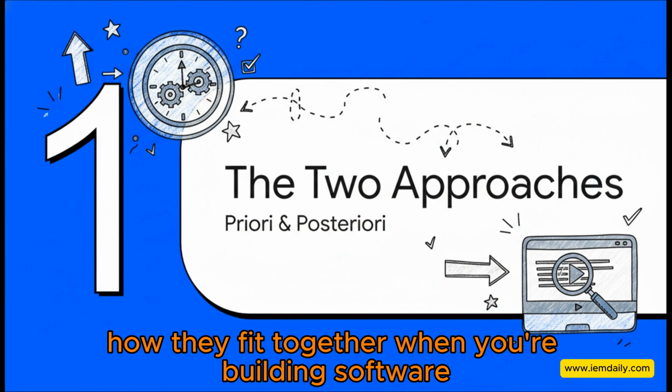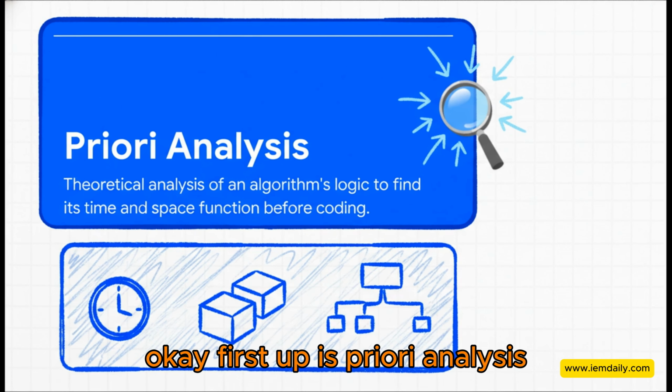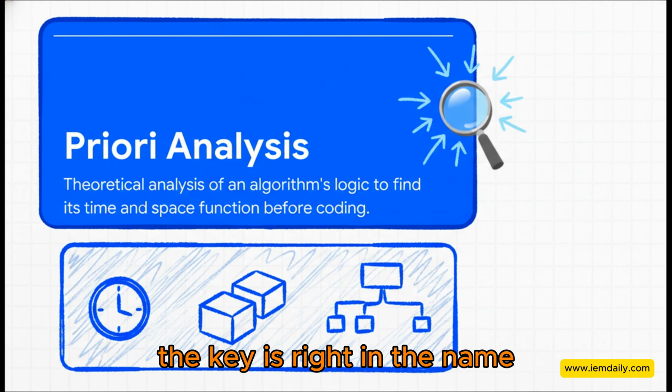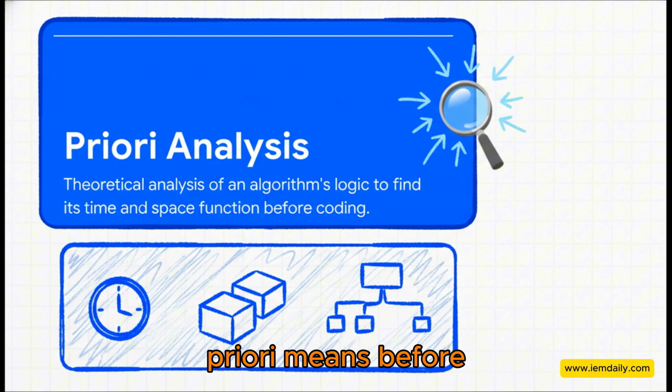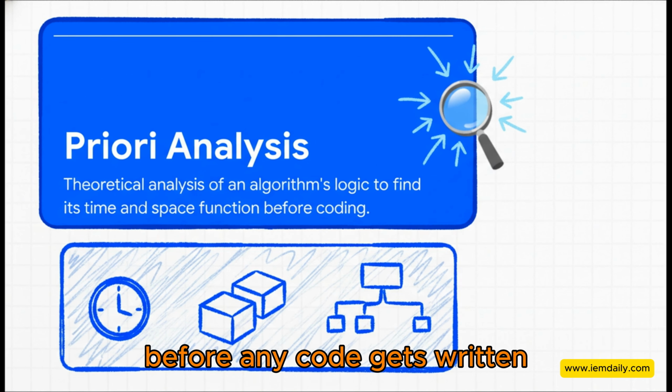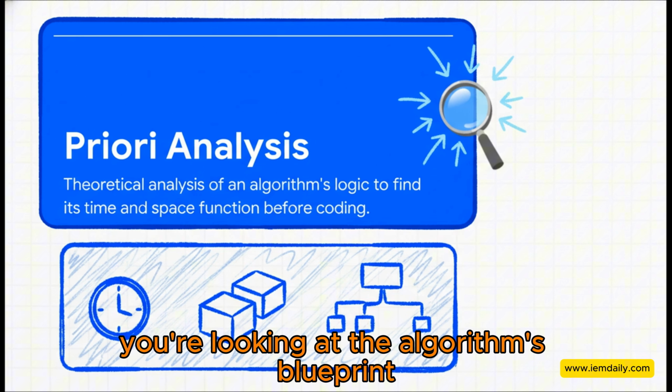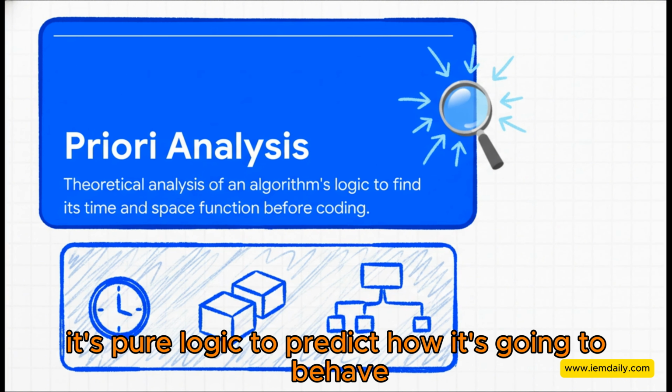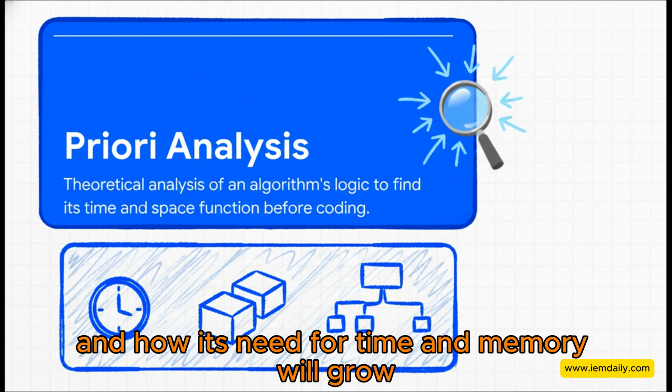So let's dive in and figure out what these terms actually mean, and more importantly, how they fit together when you're building software. Okay, first up is priori analysis. The key is right in the name. Priori means before. This is all the work you do on paper or on a whiteboard before any code gets written. You're looking at the algorithm's blueprint, its pure logic, to predict how it's going to behave and how its need for time and memory will grow.